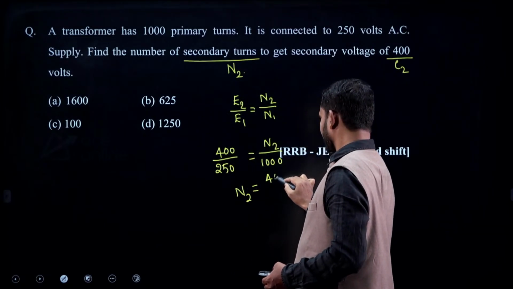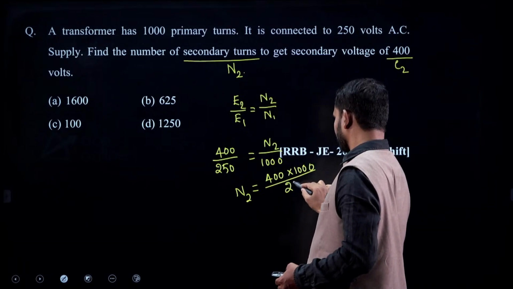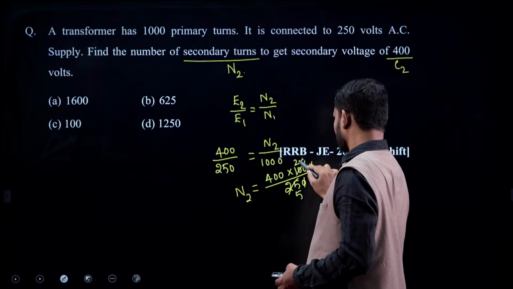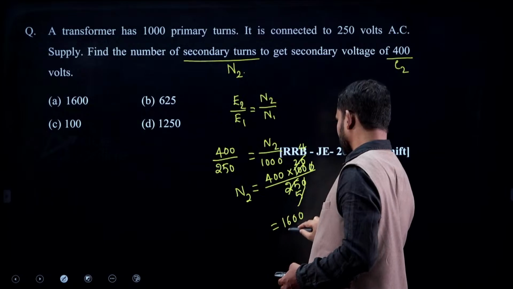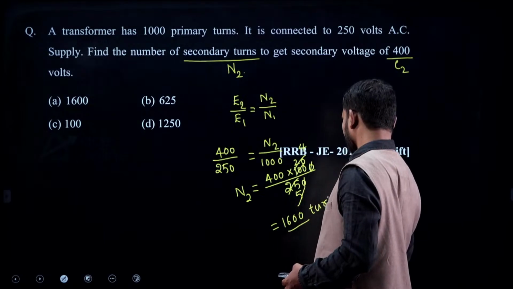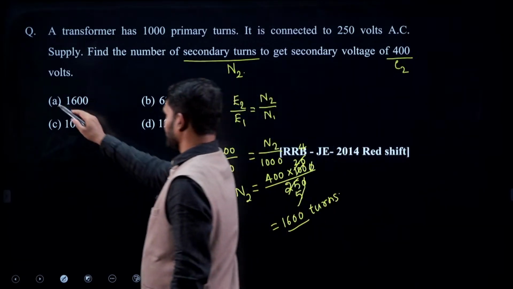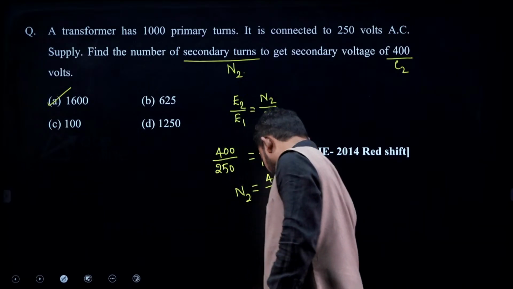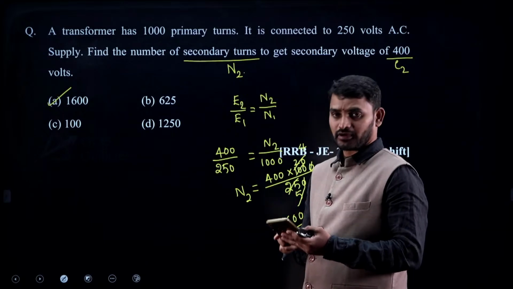How much will it be? 400 into 1000 divided by 250. 5 5s, 5 2s, 5 4s. So approximately you will be getting 1600 turns. Yes or no? So your answer is going to be A. Very good. Very good, JE and Balaji.